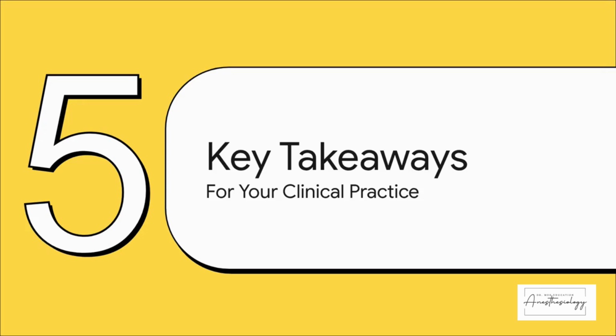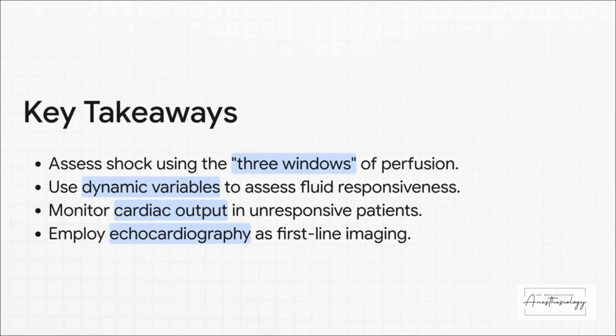Okay, let's bring it all together. What are the most critical, practice-changing points that you need to take away from these new guidelines? So, to summarize the absolute must-knows. First, use those 3 clinical windows, skin, urine, mental status, to assess perfusion. Second, after your initial resuscitation, you have to use dynamic variables to guide further fluid therapy. Third, in refractory shock, it's time to escalate to cardiac output monitoring. And fourth, get that echo on the chest early and often. It's your #1 imaging tool.